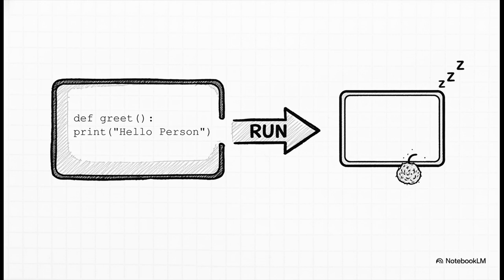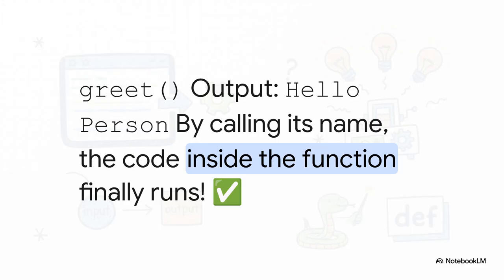Let's see how this looks in the code. Right here, we have defined our greet function. We've written the recipe. Now, if you run just this code, guess what happens? Absolutely nothing. The computer now knows how to greet someone, but we haven't actually told it to do it yet. So how do we make it happen? We call the function. We just write its name, followed by those parentheses, greet. And boom, just like that, the code inside the function runs and hello person pops up on the screen.